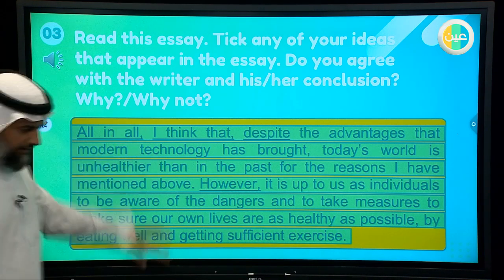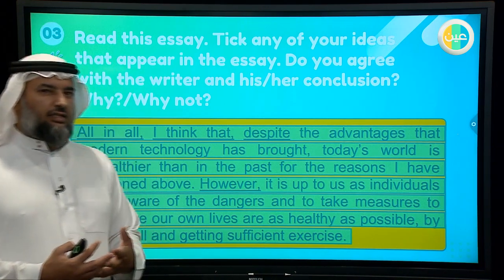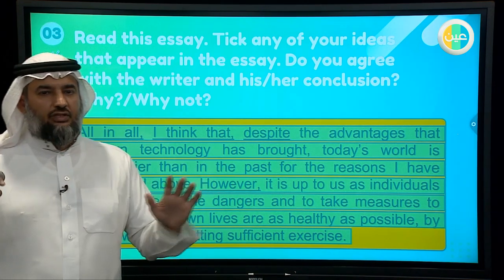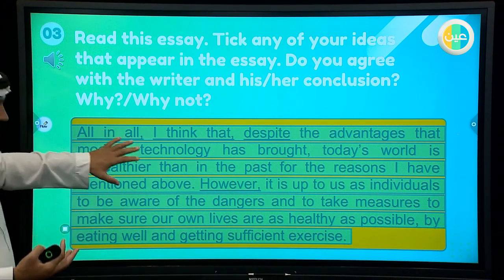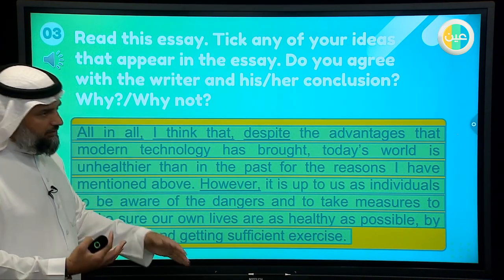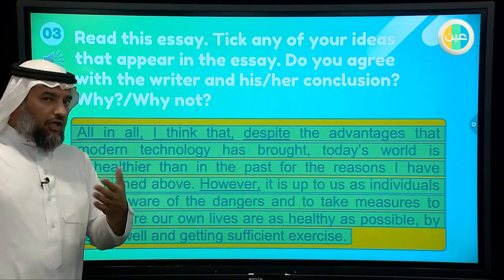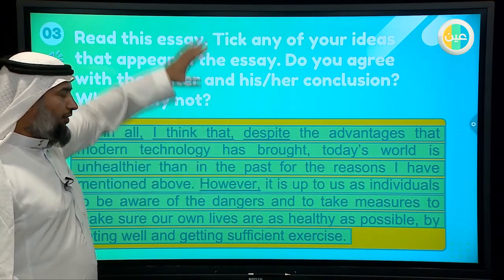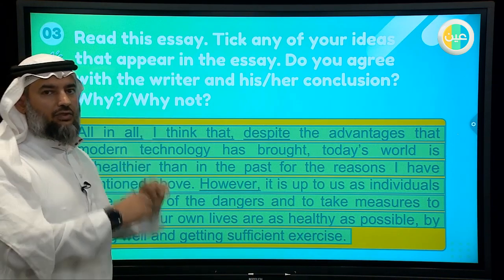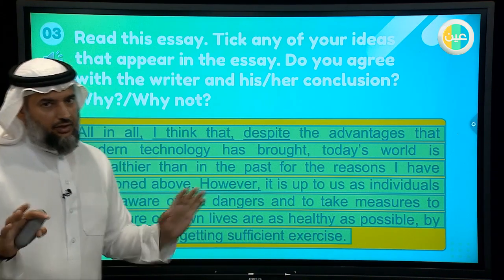Now, at the end, the conclusion, what do you think he is? Is he for or against? What do you think? Now, if you read the conclusion, you think that he's giving the idea that in the past it was better. People are healthier. So he is with the idea. He's agreeing with the idea. Now it's not healthy. Okay?